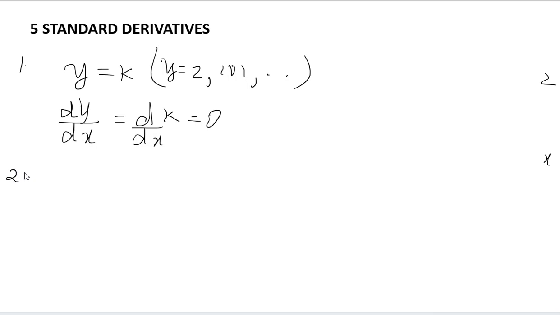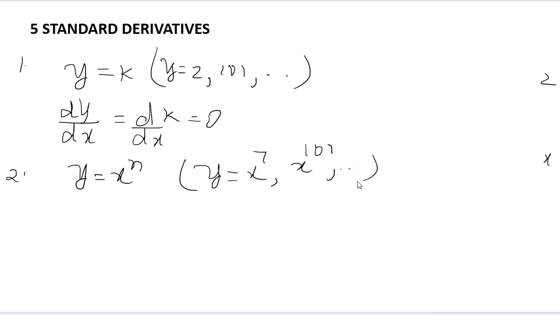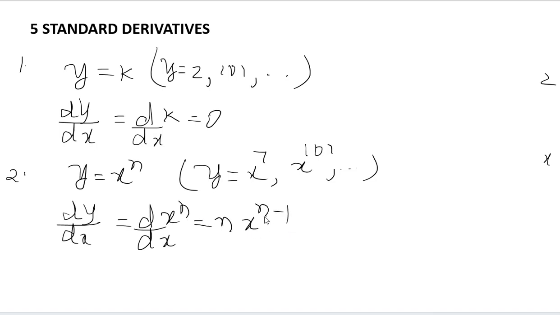The second standard derivative is, suppose y is x raised to n. That means if y is x raised to a number, say x raised to 7, x raised to 101, like that, then the answer is dy by dx, which is d by dx of x raised to n, is nothing but n x raised to n minus 1. That means the power of x becomes one less, x raised to n minus 1.